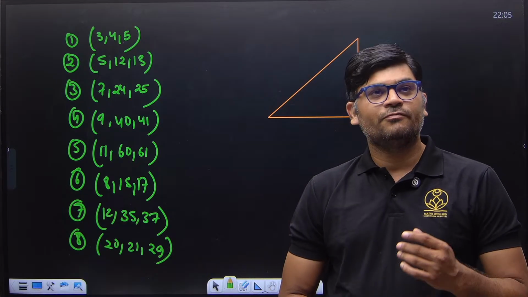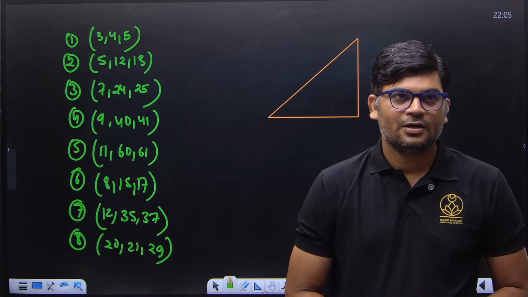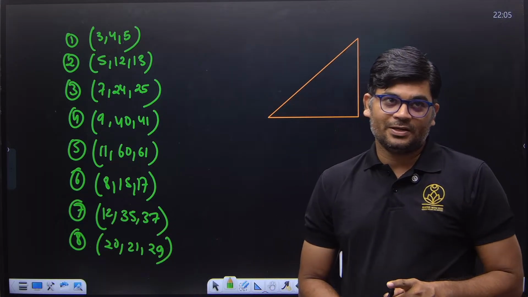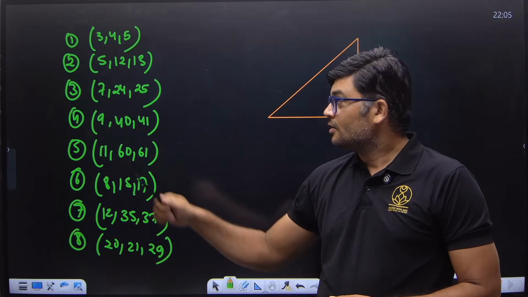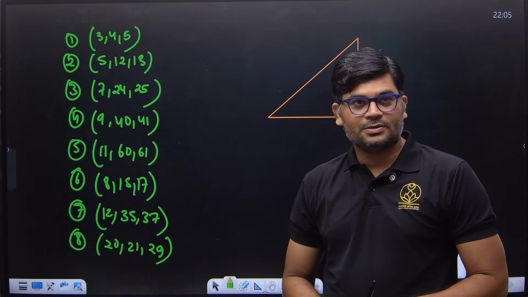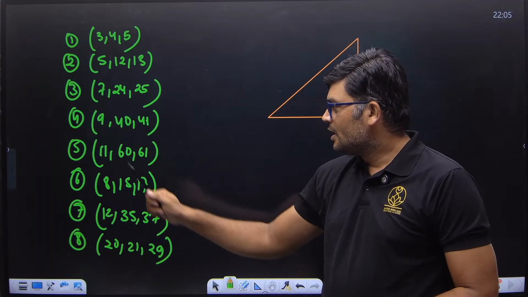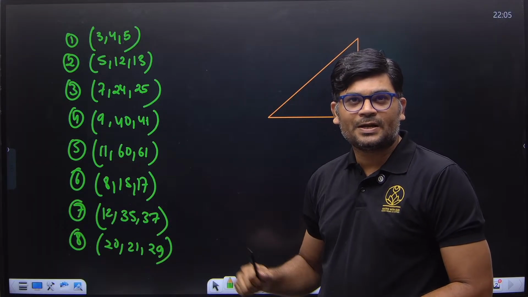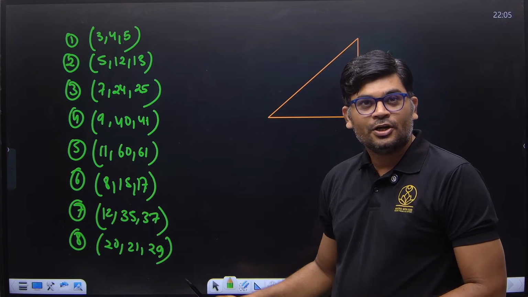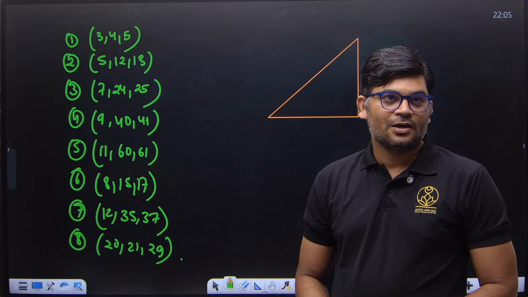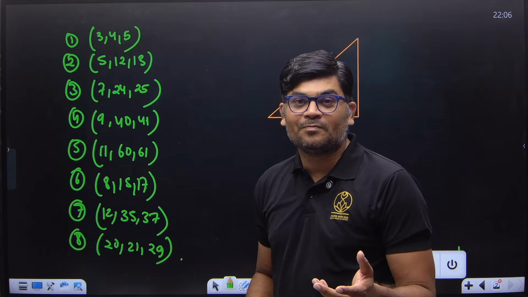One of the numbers is always a prime number. At least one of the numbers is a prime number. Yes, you can see 3 is a prime number, 5 is a prime number, 5 and 13 are prime numbers, 7 is a prime number, 41 is a prime number, 11 is a prime number, 61 is a prime number, 17 is a prime number, 37 is a prime number, 29 is a prime number. So at least one of the numbers is a prime number, because if it is not a prime number, then you don't need to remember it.